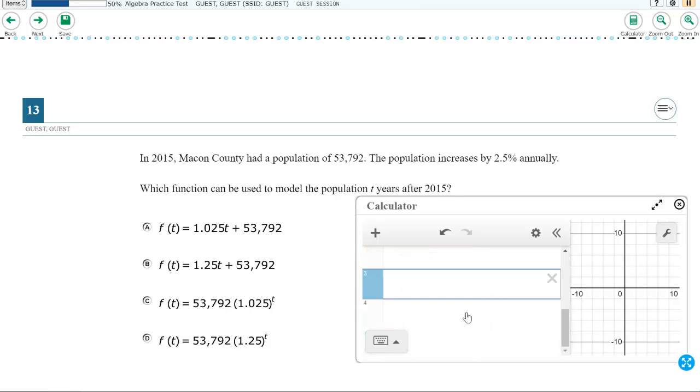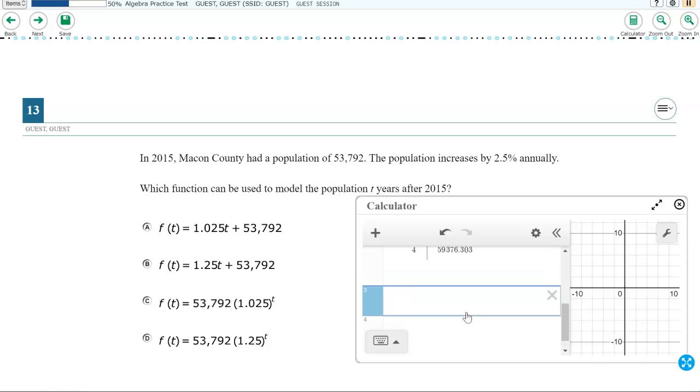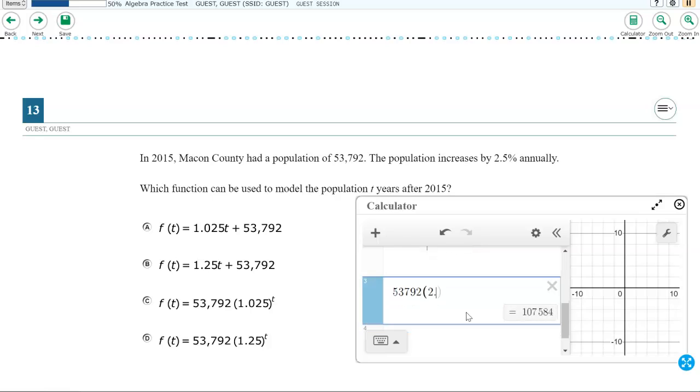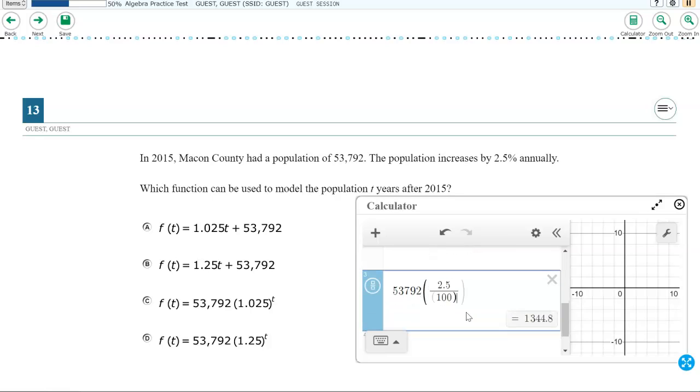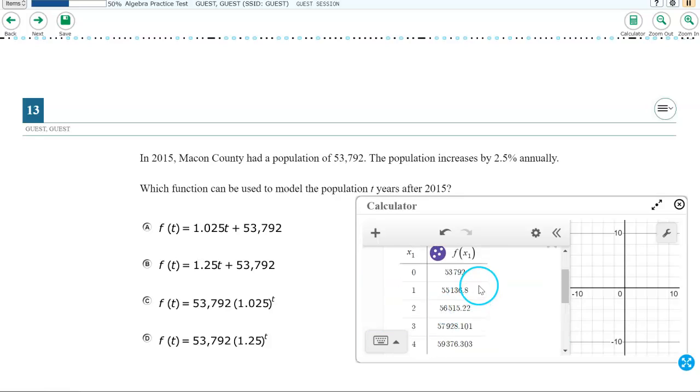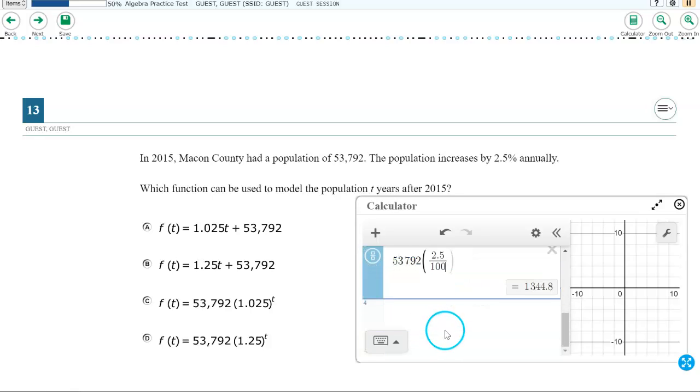So let's start with 53,792, and if we multiply that by 2.5%, that's 2.5 divided by 100, then we get this amount. So that means it should have gone up 1,344.8, and that is what it did. So let's show that here.